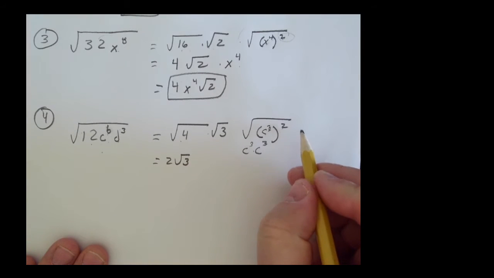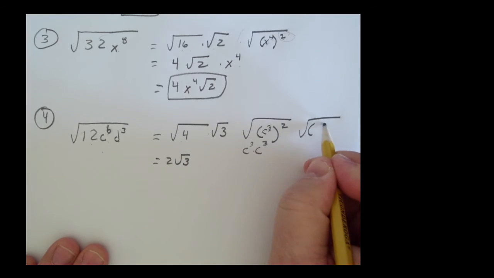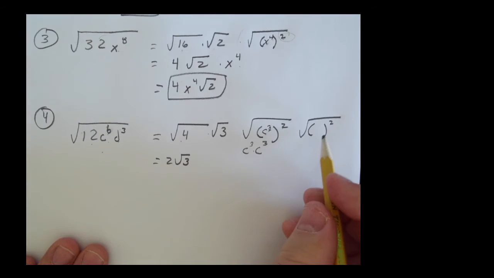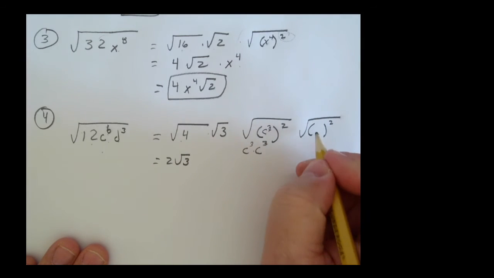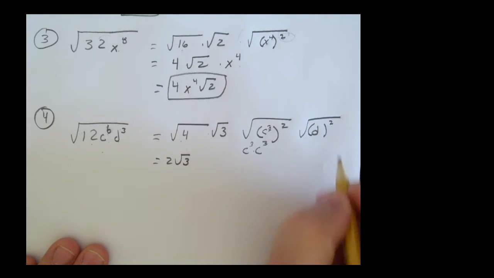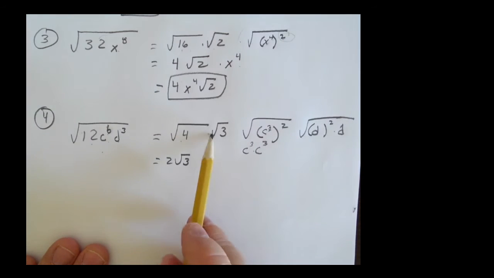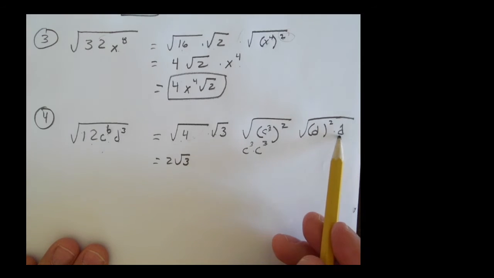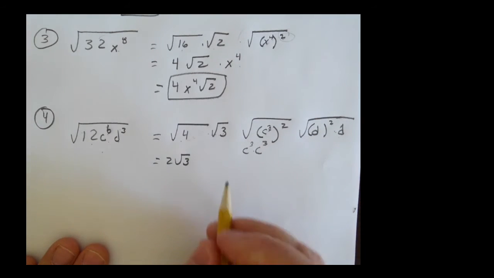And then here's the tricky one. D. How do we deal with d to the 3rd power and deal with it with a squared there? Well, d squared is d squared, but we also have another d there. And it's kind of like what we did here. We found the perfect square, but we still have this. So d squared times d is d to the 3rd. So we've simplified that.